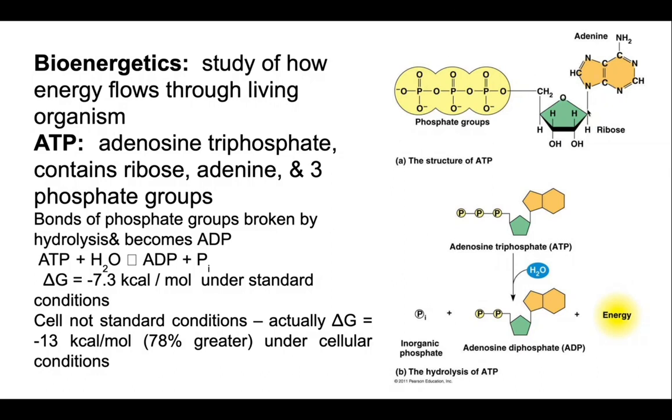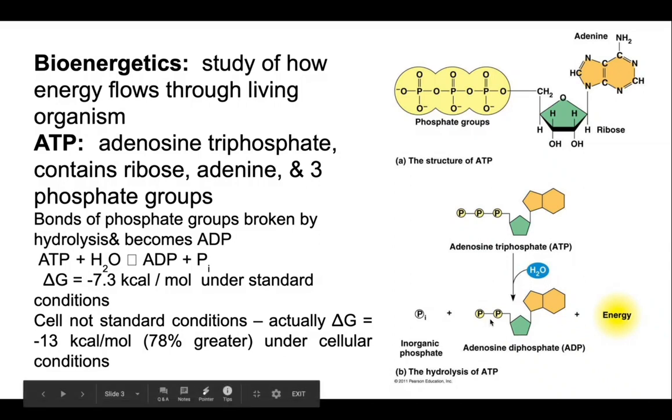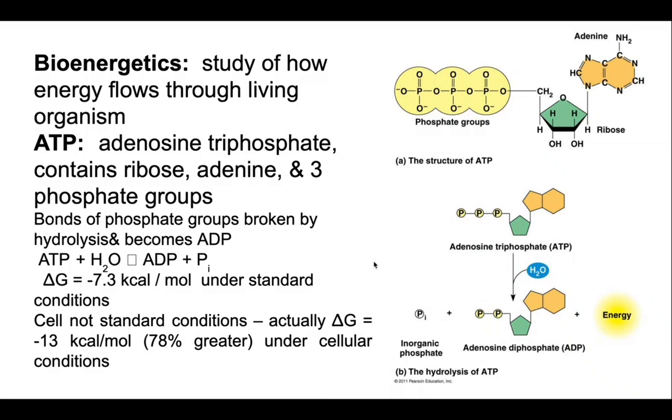So here is a little bit more detailed picture of it. These 3 phosphate groups are going to hold a lot of energy in the bonds. So the bonds of the phosphate groups get broken off by hydrolysis. And after you do that, here's water being added in, that's hydrolysis. It's going to become ADP, adenosine diphosphate, and then that phosphate's released. So this is going to release 7.3 kilocalories per mole of energy under standard conditions.